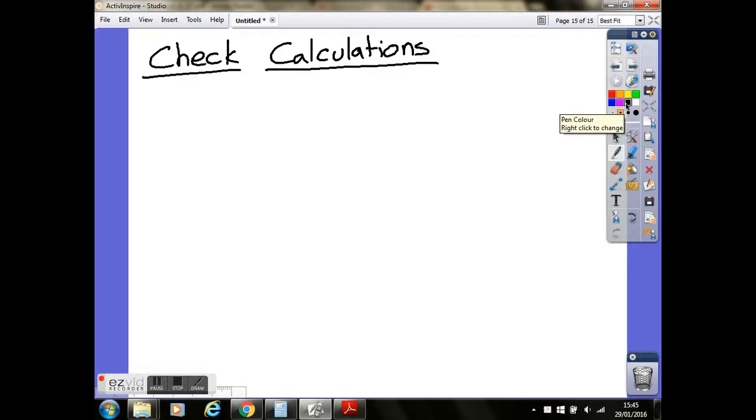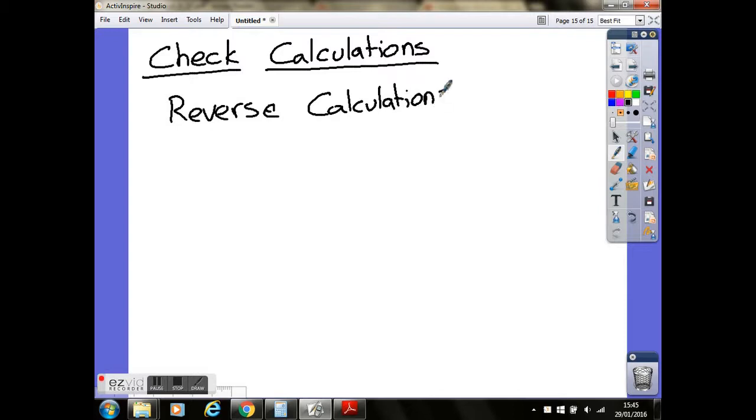Now, these check calculations are called reverse calculations. Now, don't get me wrong, the term reverse calculations almost sounds complicated, but it's really not. Once you've done one or two of them, the rest of them will fall into line.